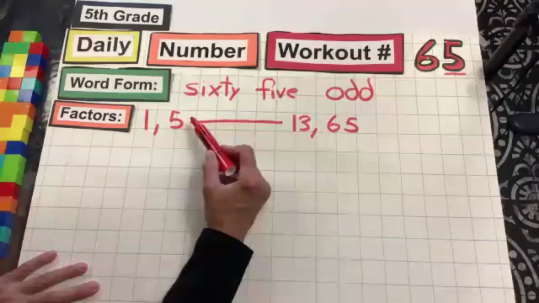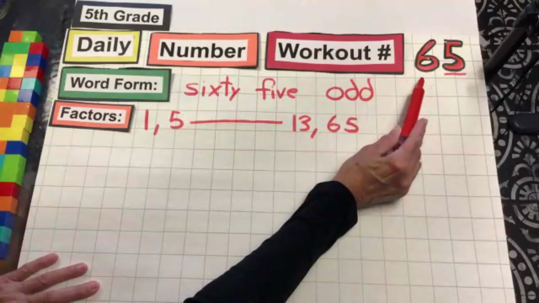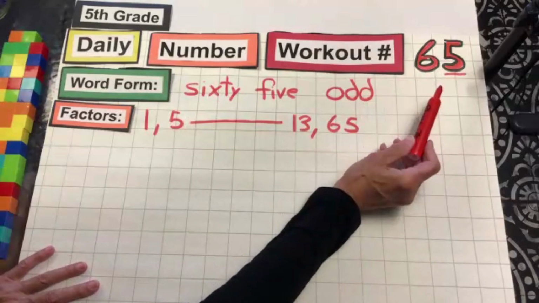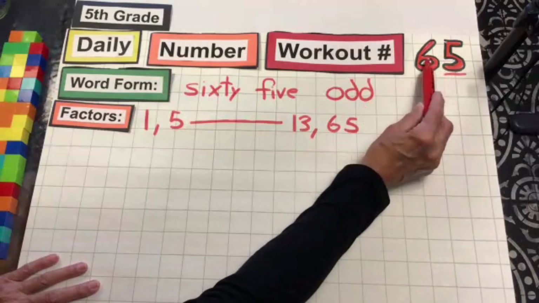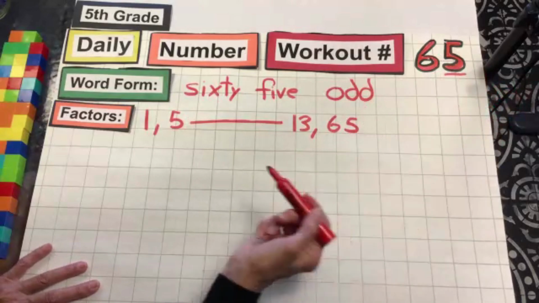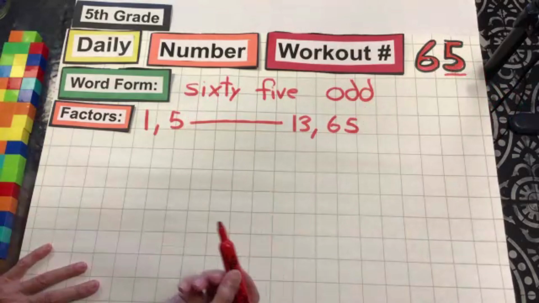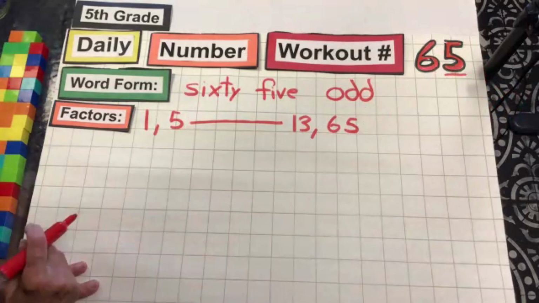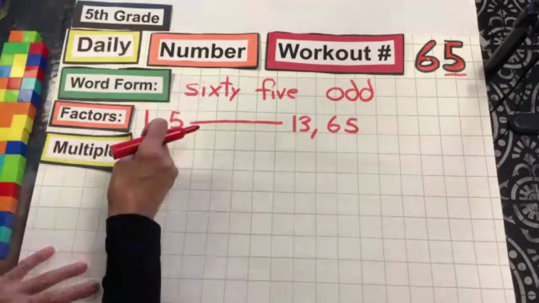If we were to go through it, 6 doesn't go in because it's odd. 7 doesn't go in because 7 went into 63, and then the next one would be 70. 8 doesn't go in because it's odd. 9 doesn't go in because we add this up: 6 plus 5 is 11, and 1 plus 1 is 2, so 9 doesn't go in. 10 doesn't go in because it doesn't end in a 0, and 11 doesn't go in, and 12 doesn't go in. So we're good. Let's go on to our multiples.